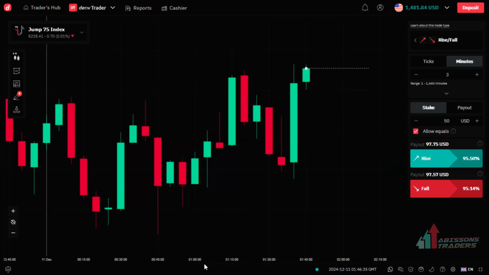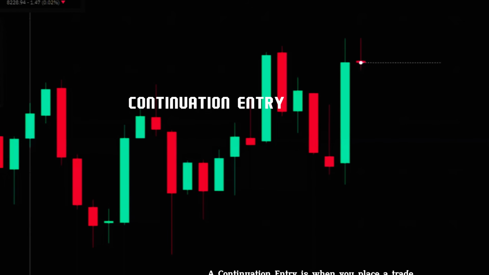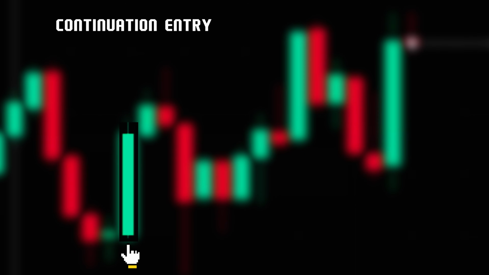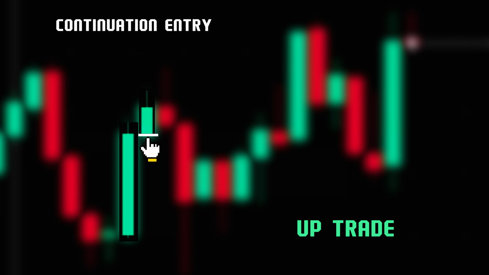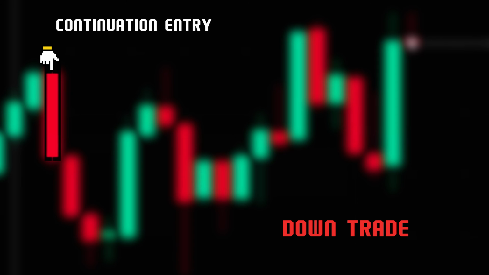All right, so how do these 2 entry strategies work? A continuation entry is when you place a trade after a confirmation pattern, expecting the price to continue moving in the same direction. For example, if you see a strong green momentum candlestick like this, you'll place an up trade in the next candlestick, expecting the price to continue going up. And if you see a strong red momentum candlestick like this, you will place a down trade in the next candlestick, expecting the price to continue going down.